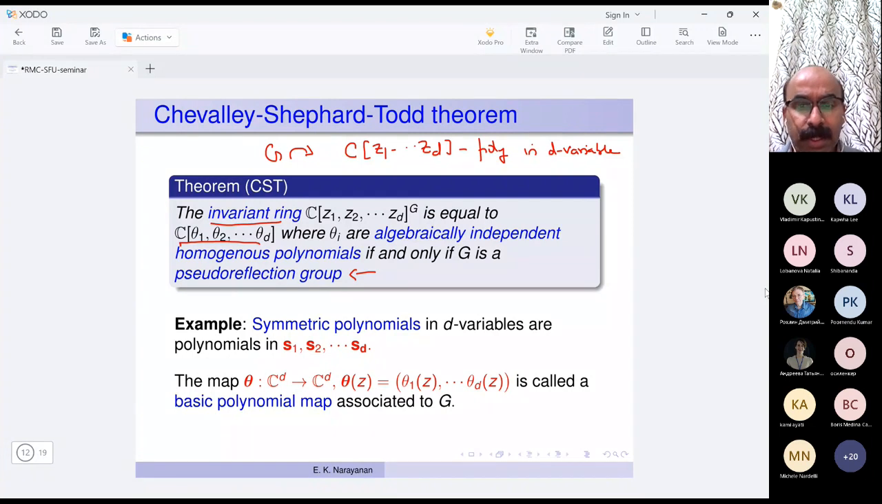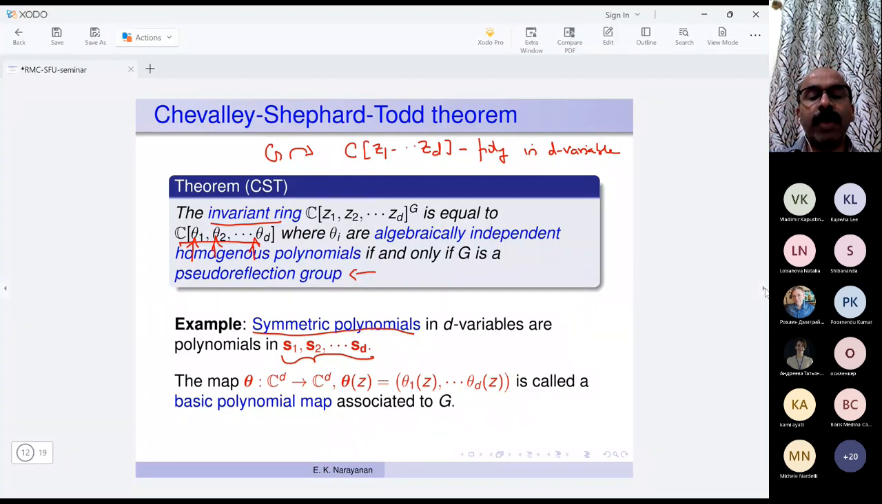So again, the example is the one which I have been talking about, the symmetric polynomials. If I look at any symmetric polynomial in d variables, this will have to be a polynomial in s_1, s_2, ..., s_d, the elementary symmetric polynomials. In particular, a symmetric polynomial in two variables is a polynomial in z_1 + z_2 and z_1 z_2. That's precisely what we are saying, and that is true in general for pseudo reflection groups. Now, once you have the pseudo reflection group, you get this θ_1, θ_2, ..., θ_d. These are algebraically independent homogeneous polynomials.